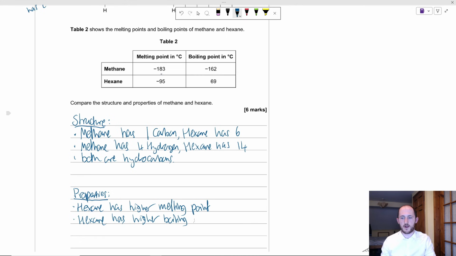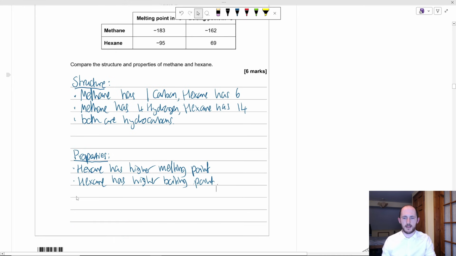Or again, vice versa. Now what you can't do is double up. So my next point can't be methane has a lower melting point or methane has a lower boiling point. It's not that rudimentary, okay? So you have to compare it slightly.